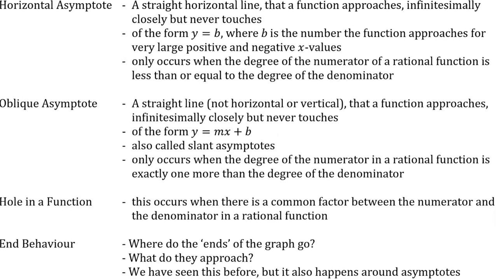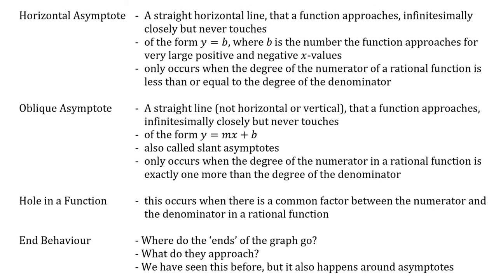Next one is an oblique asymptote. We're not going to get to oblique asymptotes for a couple of days, but we will get to them eventually. An oblique asymptote is a straight line, but it's not horizontal or vertical, so it's diagonal. Again, it's a line that the function approaches infinitesimally closely but never touches. Because it's a diagonal line, it's like a linear function. It's of the form y equals mx plus b. That's what the equation of an oblique asymptote is going to look like.